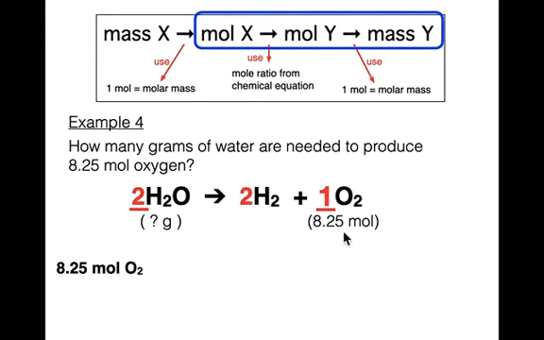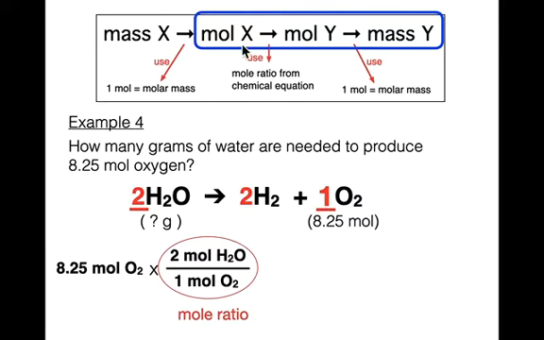So always start with the number you're given. We'll be multiplying it by the mole ratio. This is converting moles of oxygen to moles of water. Oxygen goes in the denominator, so that cancels out. So now we want to convert moles of water to grams of water, and so we use this as our relationship. 1 mole of water is 18.02 grams. Moles of water goes in the denominator, so that it cancels out.